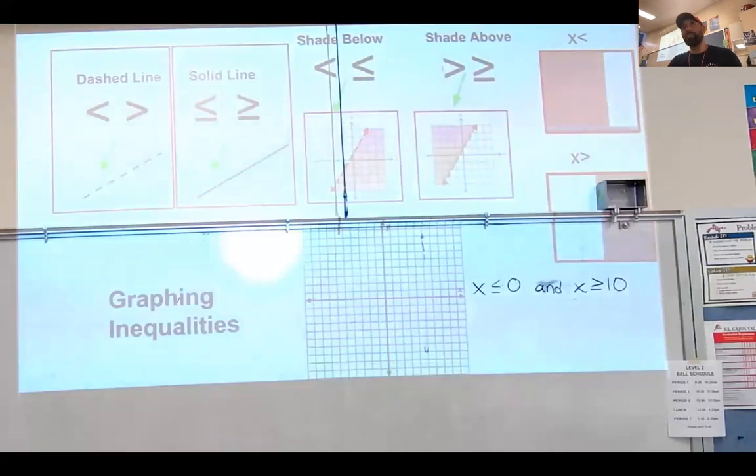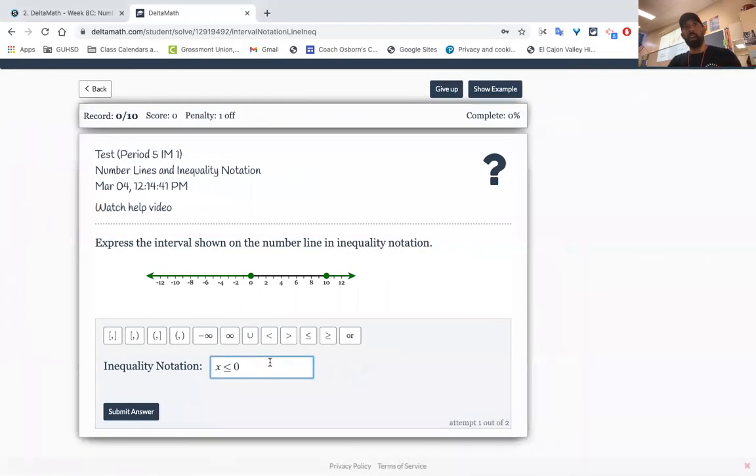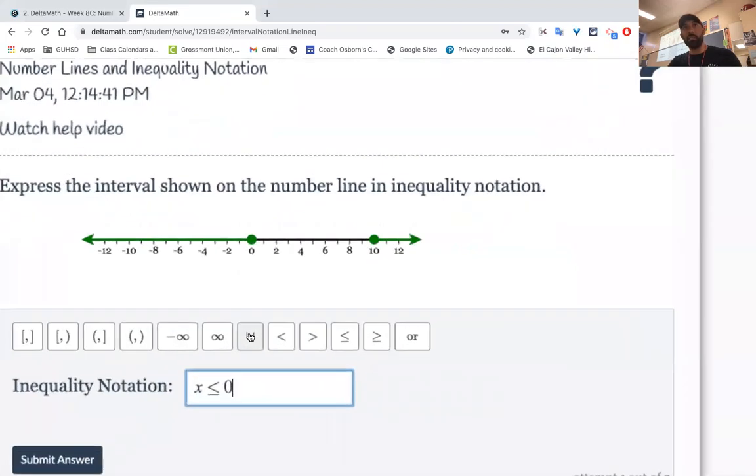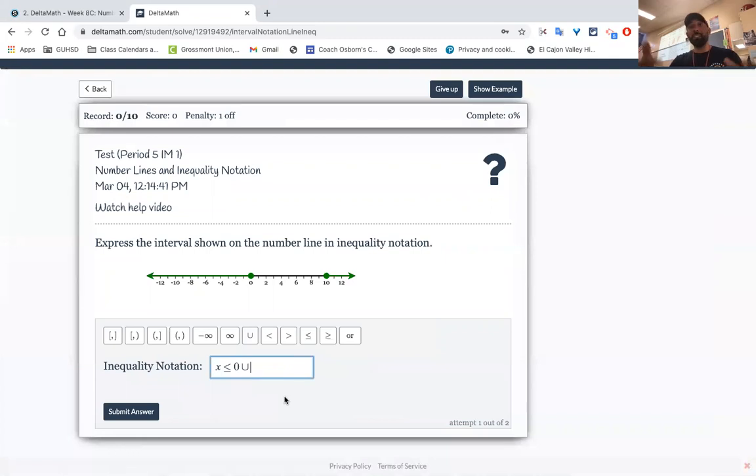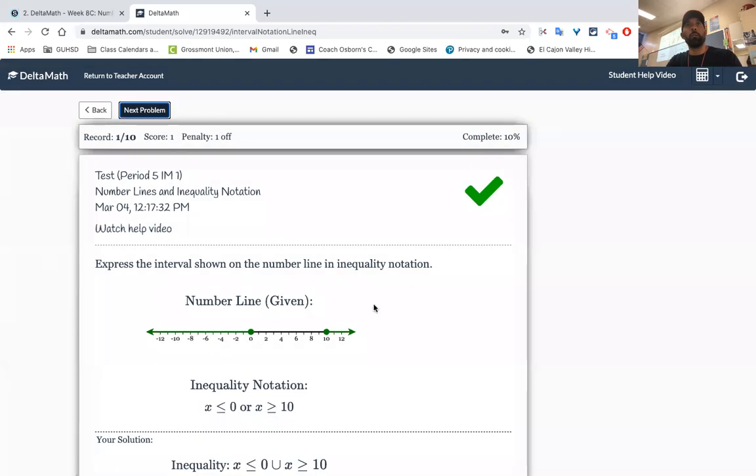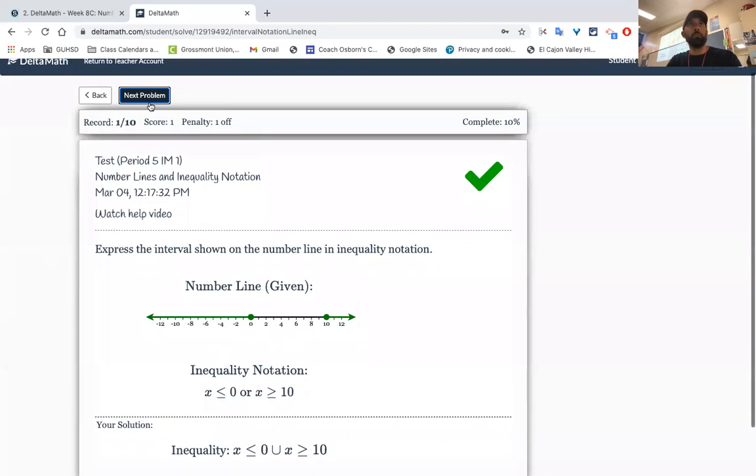But there's a math symbol that's used for the word and, that's this letter right here, the U. The U means union. You know, like when you unite people or unite things together. Union means the same thing, so this basically just means and. So X is less than or equal to 0 and X is greater than or equal to 10. So you just put that U right there in the middle to complete that one.